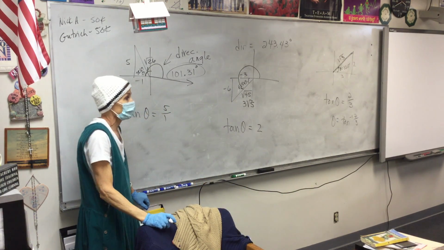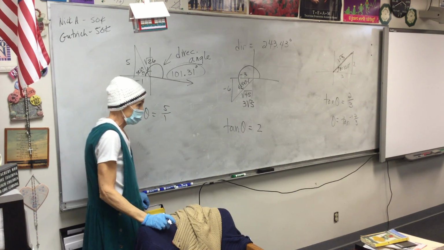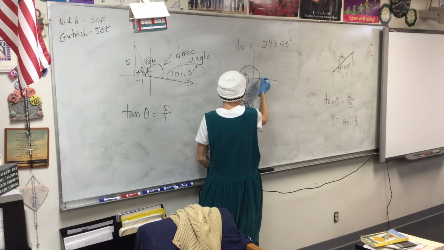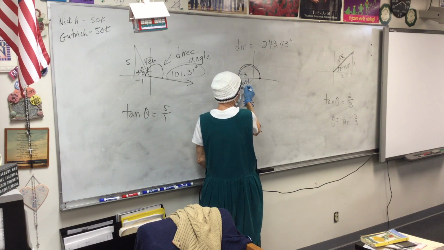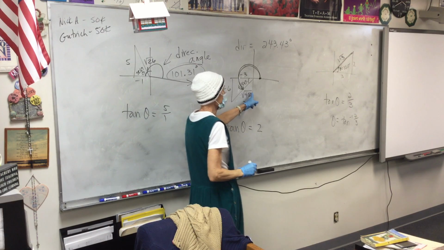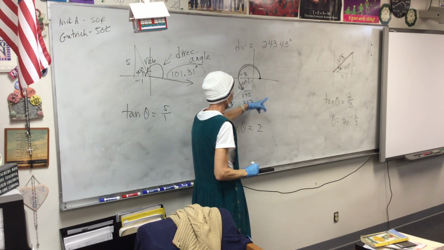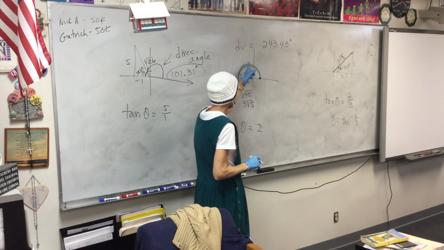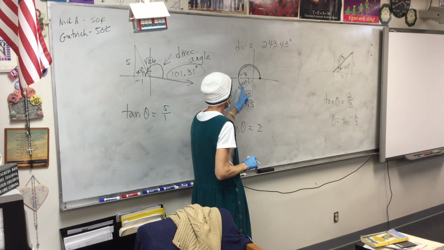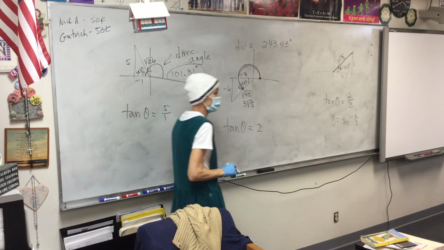So you can't subtract it from 270? No. The angle must start here and travel this way. 270 is not involved. We're going to 180 and then 63 more.